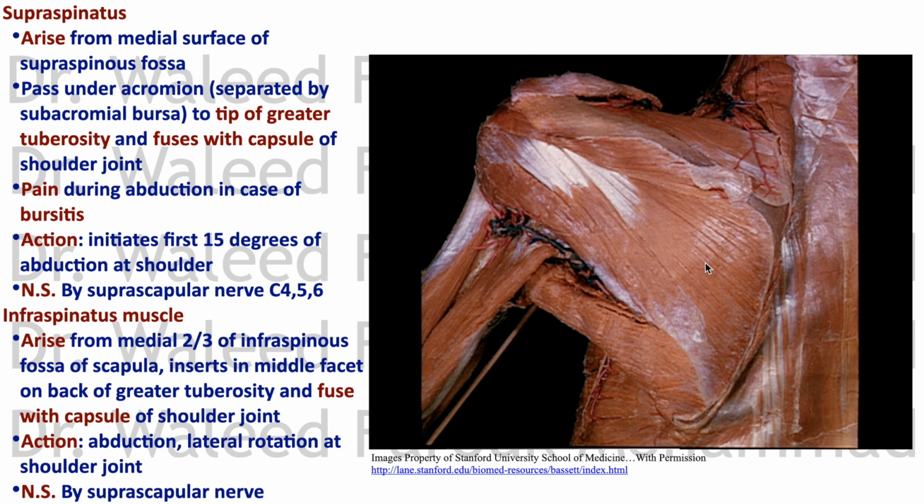The infraspinatus muscle from the medial 2/3 of the infraspinous fossa below the spine of the scapula usually blends with the teres minor, as in the case here. This is the teres minor muscle. The infraspinatus goes to the back of the greater tuberosity and fuses with the capsule of the shoulder joint, so it's one of the rotator cuff muscles. Action is abduction, lateral rotation at shoulder joint, and nerve supply by the suprascapular nerve.